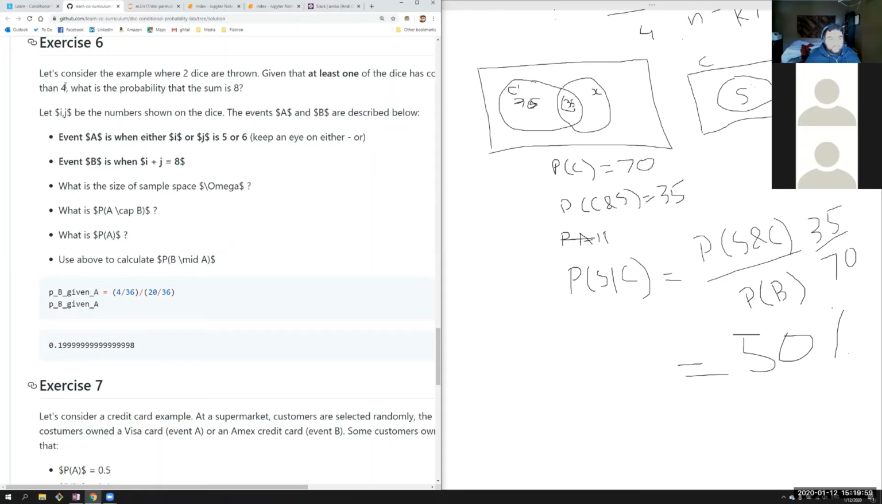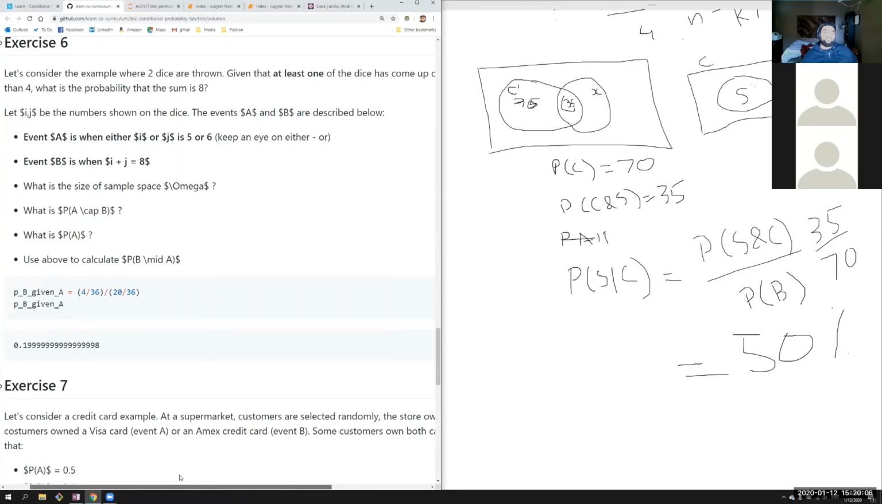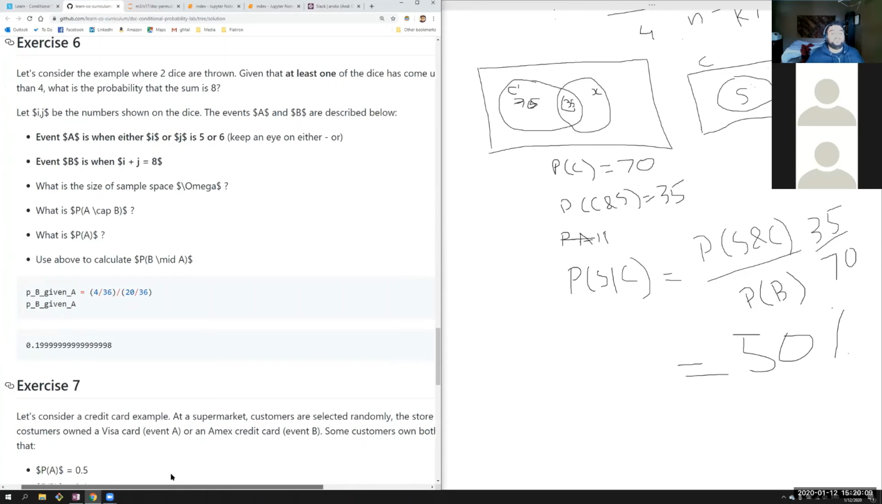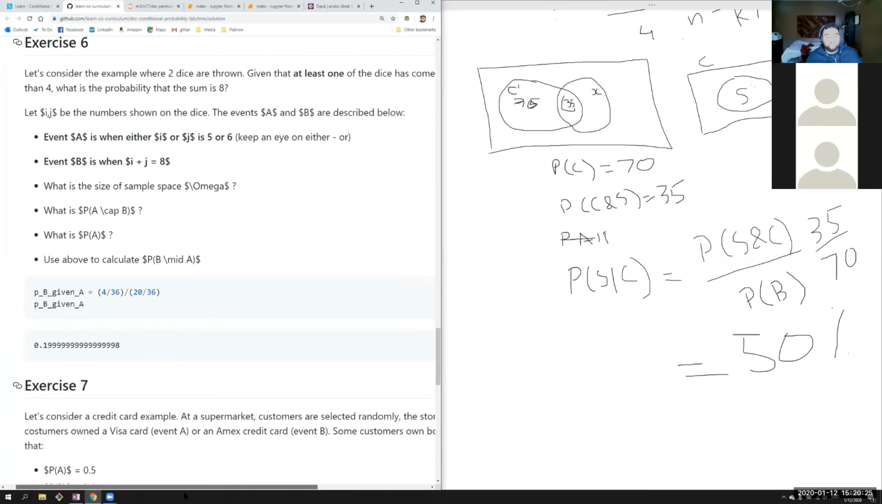Let's consider the example where 2 dice are thrown. Given that at least one of the dice has come up a number higher than 4, what is the probability that the sum is 8? Okay, 2 dice are thrown. Given that at least one of them has come up a number higher than 4, what is the probability that the sum of the dice is 8?